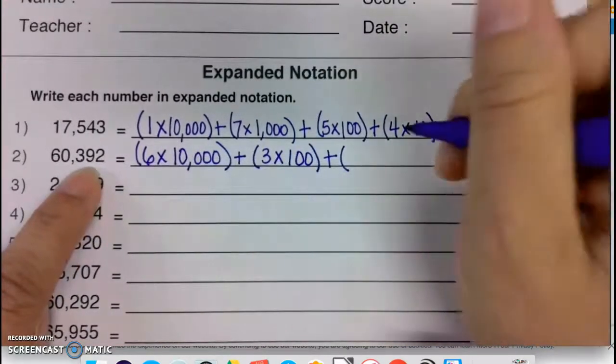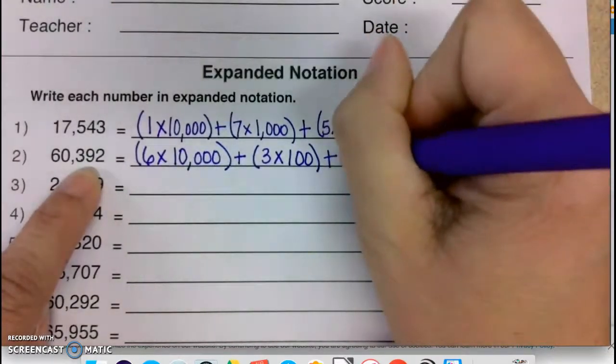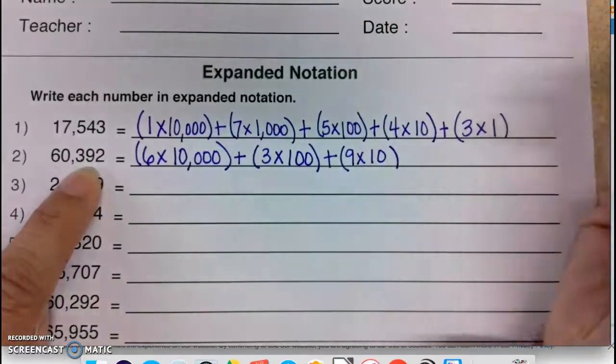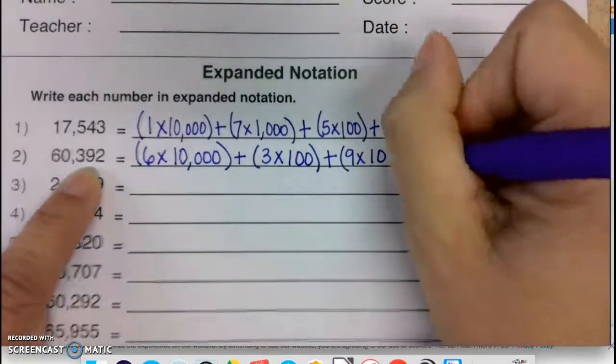And what am I going to put inside this parentheses? 9 times 10. Good. Why 9 times 10? Because 9 is in the 10 place. Awesome. You guys are so smart.